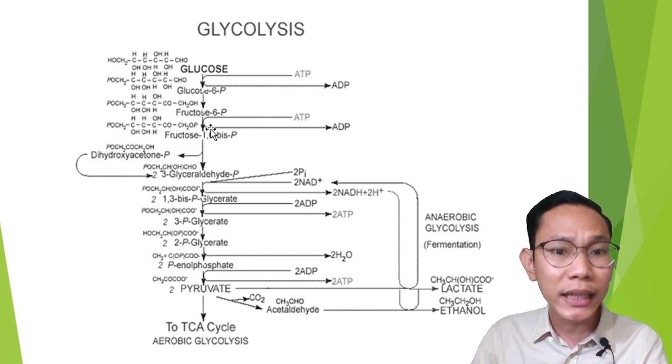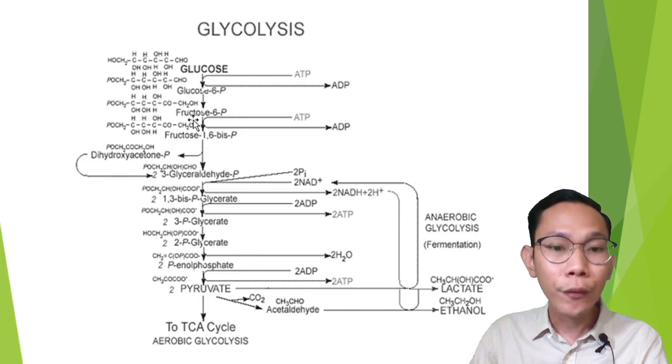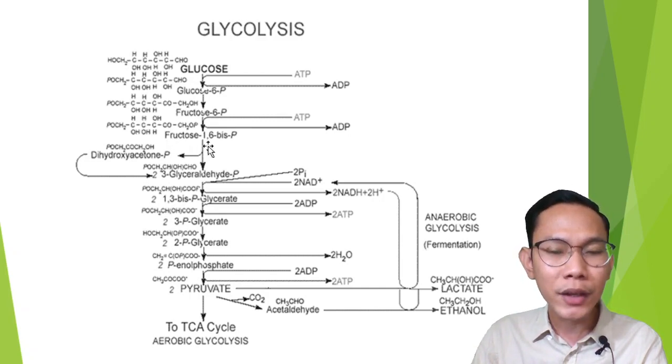Ilang ATP ang nagamit natin dito? 2. Pang-convert ng glucose to glucose 6-phosphate, from your enzyme hexokinase, isang ATP. For fructose 6-phosphate to convert into fructose 1,6-biphosphate, kailangan natin ng another energy. So, your ATP. So, in short, a total of 2 ATP.